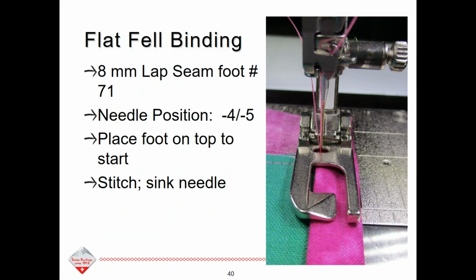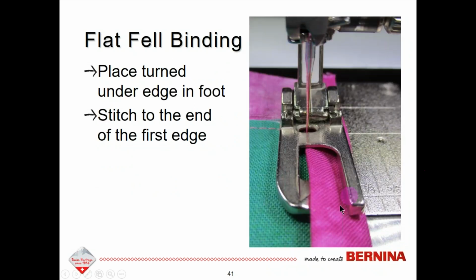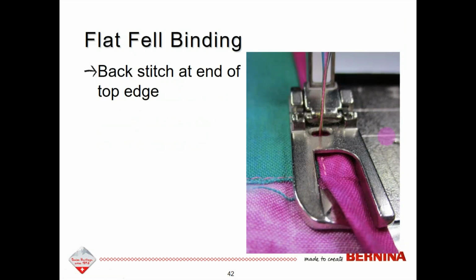Then put the 8mm lap seam foot number 71 on your machine. Set your needle position to -4, -5. Place the foot on top of your binding, and I folded in the edge here, done a double fold, and you'll stitch on top and sink your needle, and then bring the edge of the binding up over this part of the foot, and you're going to stitch to the end of the first edge of your binding.